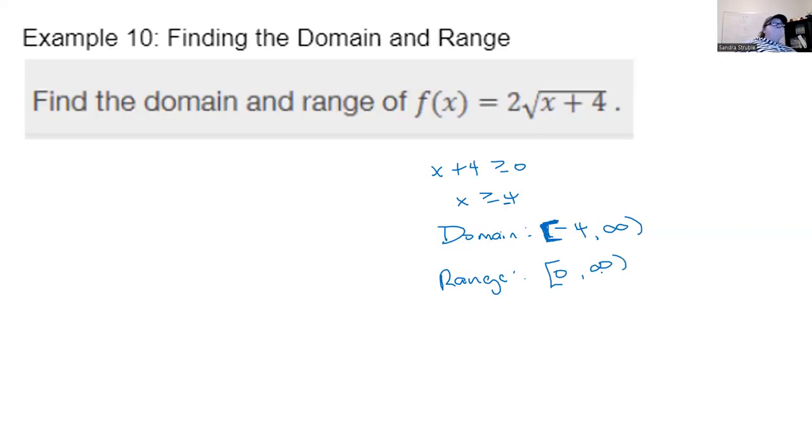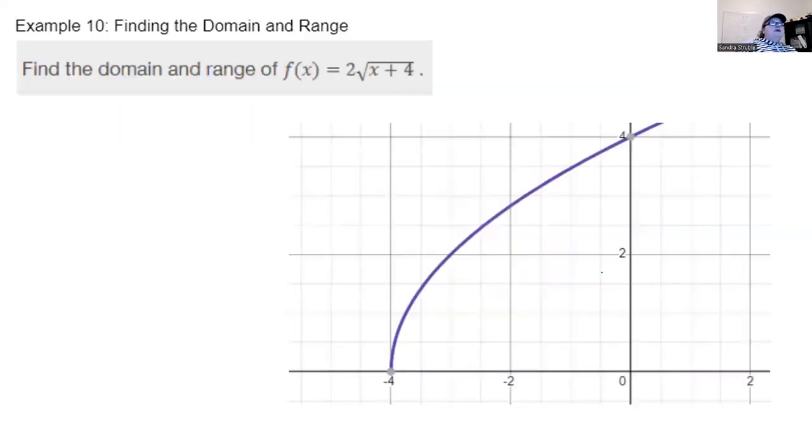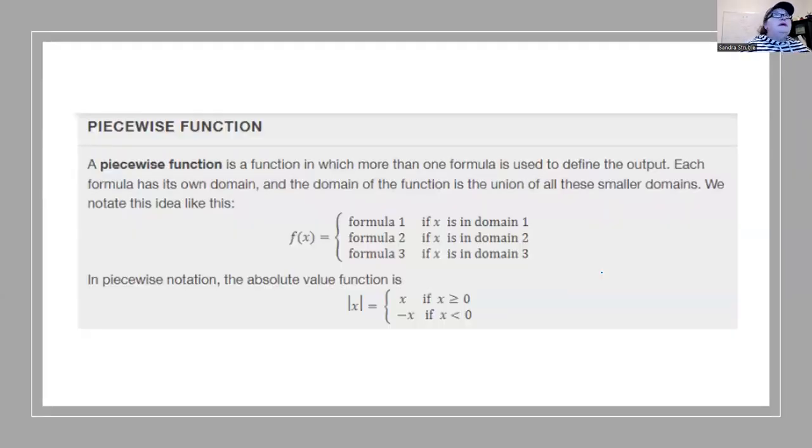Okay, let's look at the graph. So there's our -4, there's our domain. It goes from -4 and greater. And then our range, notice it's on the y-axis. So it's from 0, including 0, and then all the way to +infinity. Good stuff. All right, piecewise functions.